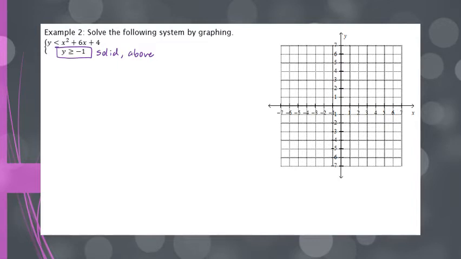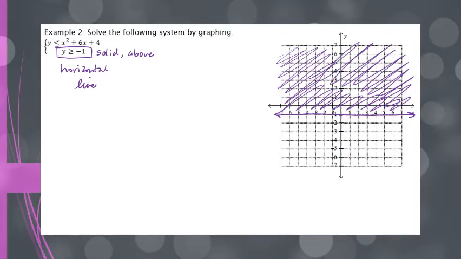Now, because it does not have an x, this is a horizontal line. So what I'm going to do is go to -1 on the y-axis, and I'm going to draw a solid horizontal line going through it. Now I think this is the most obvious of all the lines to shade above. It would be all of this stuff up here. So that's all above our line. So we're done with the bottom inequality.